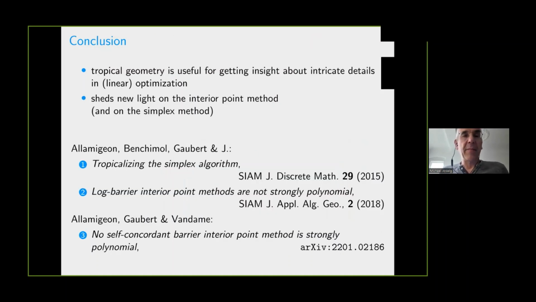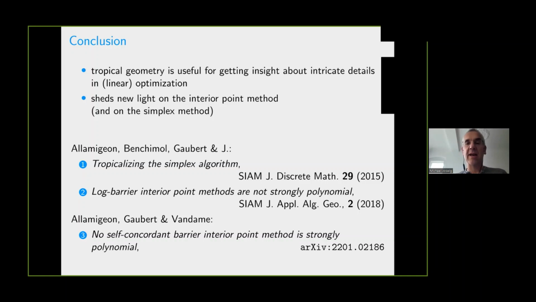Okay, so summing up, we saw that tropical geometry is useful for getting insight about details in linear optimization. Please recall the original statement that I wanted to explain does not mention tropical geometry at all. It is a statement about the simplex method in general, and it just sheds new light on this method. This is in the second paper that is listed here, what I reported on. There's another paper where we also worked on the simplex method, but that's for another day.